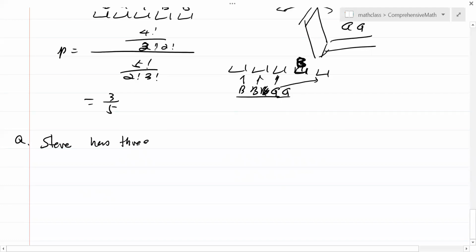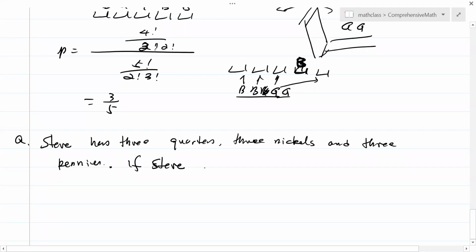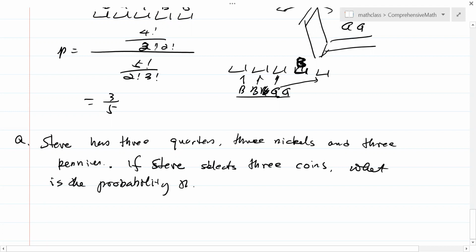Okay. So Steve is going to randomly pick up three coins, but the total he has is three quarters, and the three nickels, and the three pennies. Okay. So if you select the three coins without replacement, what is the probability that the total value is 35 cents?